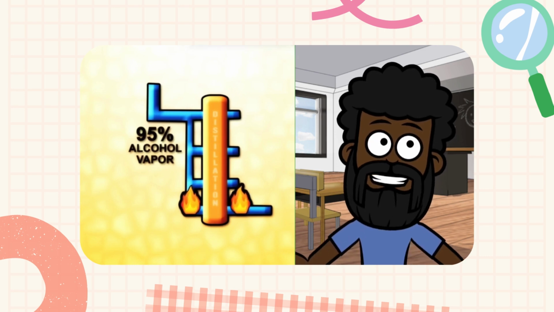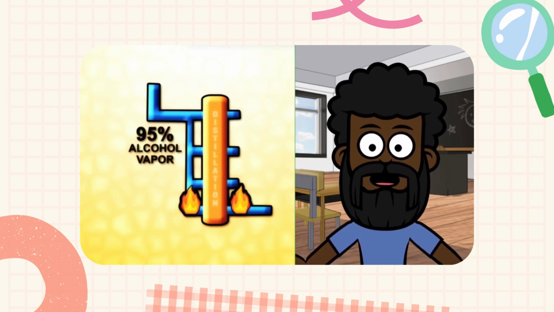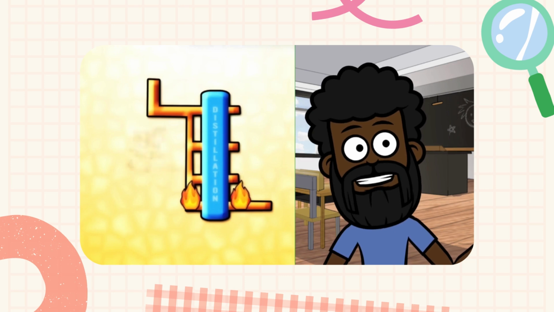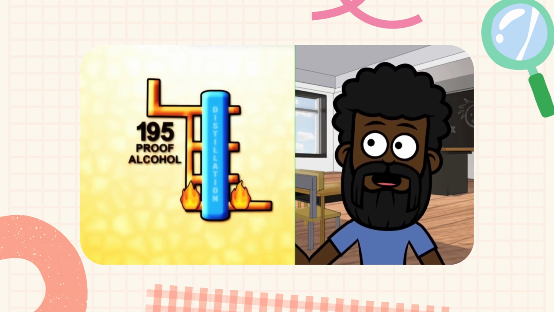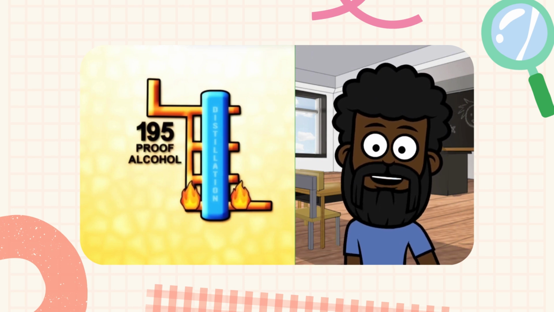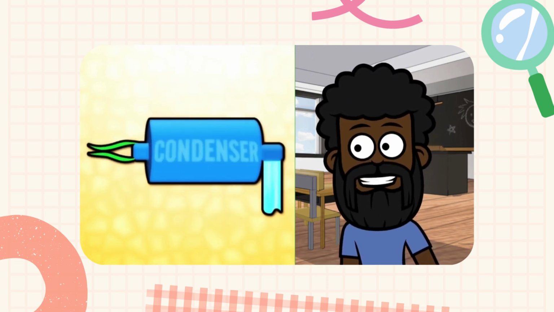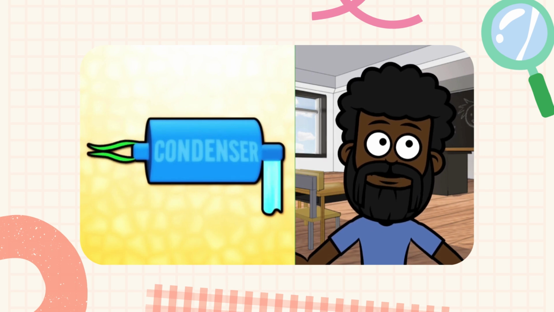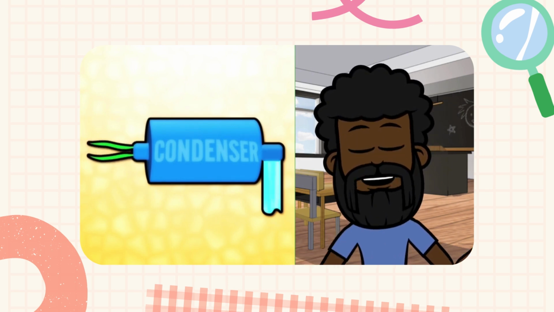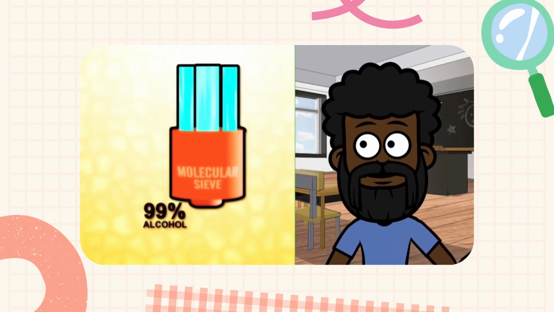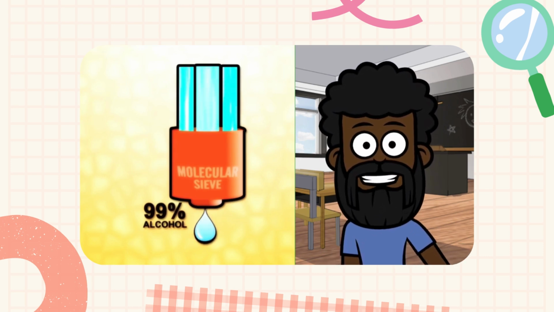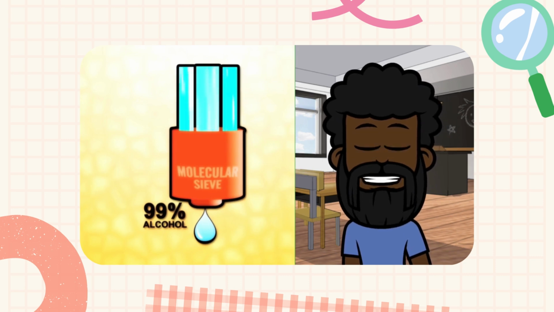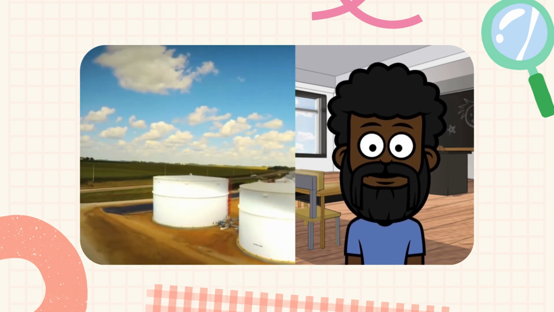Then it goes to the distillation column, where it is heated to produce alcohol at 95% purity, and a second distillation stage until it reaches 195 proof alcohol. Then it goes to the condenser part, where it cools the gas and turns it into liquid form. And this is the final product of ethanol, which is 99% pure alcohol.